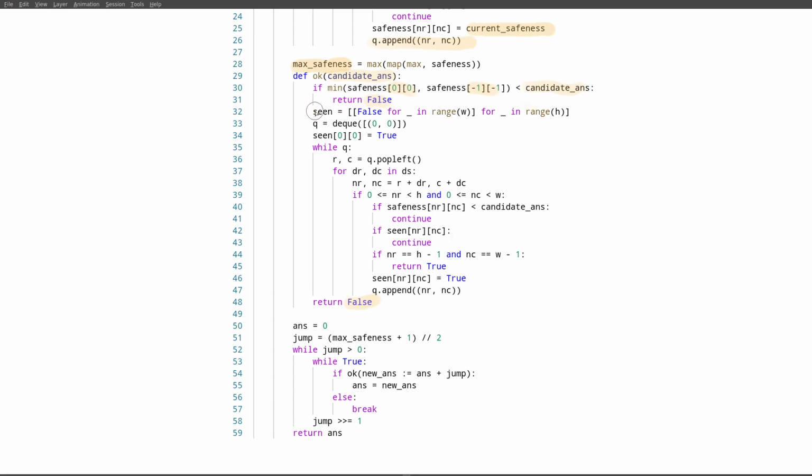So we have a two-dimensional array to mark what cells we've visited already. We start with 0, 0, and we just do a simple BFS now without calculating any distances. So for as long as the queue is not empty, we just take the new node, try to go in 4 directions. If it's in bounds, then we verify: is safeness equal to at least our candidate answer? And if we haven't seen that node already, then if this is the end node, the answer is true. Otherwise, we just add it to the queue and keep searching. Very simple BFS that will verify if it's possible to use safeness of at least the candidate answer.